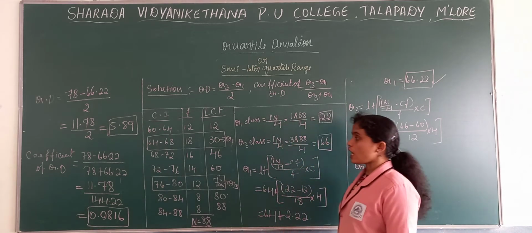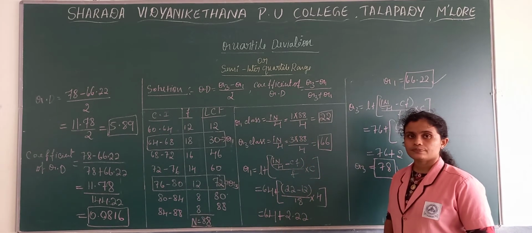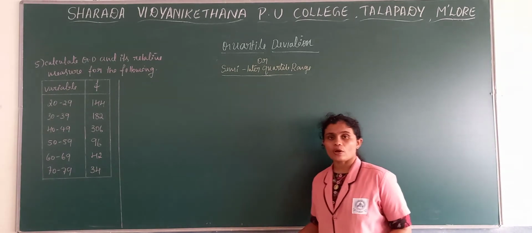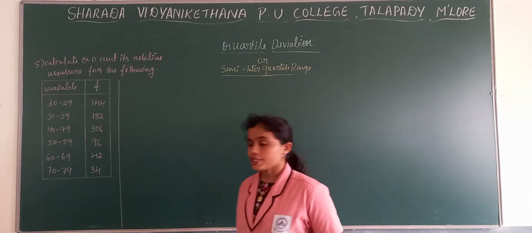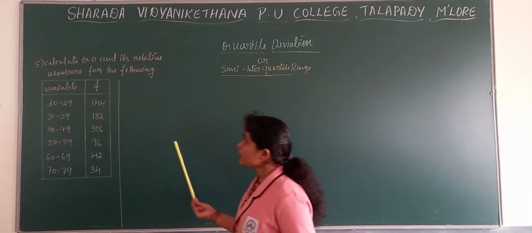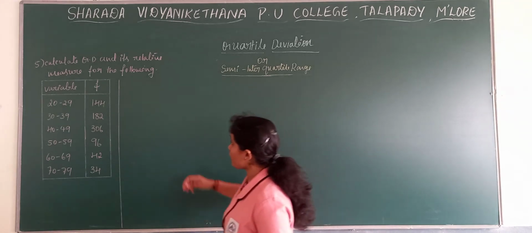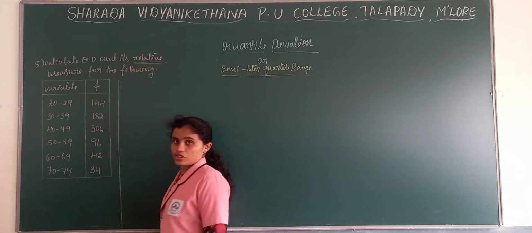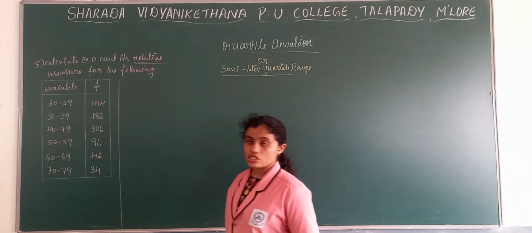So this is about the ungrouped case. We'll solve one more problem under this method. Now we'll solve one more problem under continuous series, then we can complete quartile deviation. Now read the problem there. Calculate quartile deviation and its relative measure. Once again they have mentioned the name relative measure. Relative means coefficient. We need to find the coefficient for the following distribution.